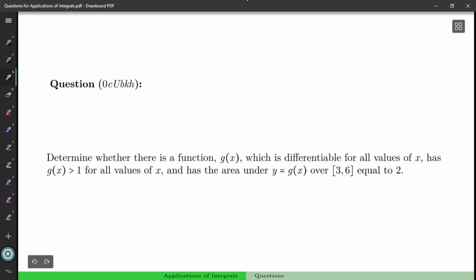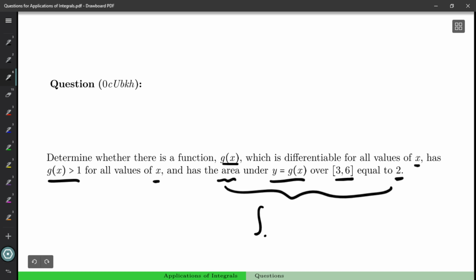Determine whether there is a function, g of x, which is differentiable for all values of x, has g of x greater than 1 for all values of x, and has the area under the curve y equals g of x over the interval 3 to 6 equal to 2. Okay, so we're talking about area. This last statement can be interpreted as saying a definite integral from 3 to 6, g of x dx is equal to 2. And we're trying to determine whether such a function exists.